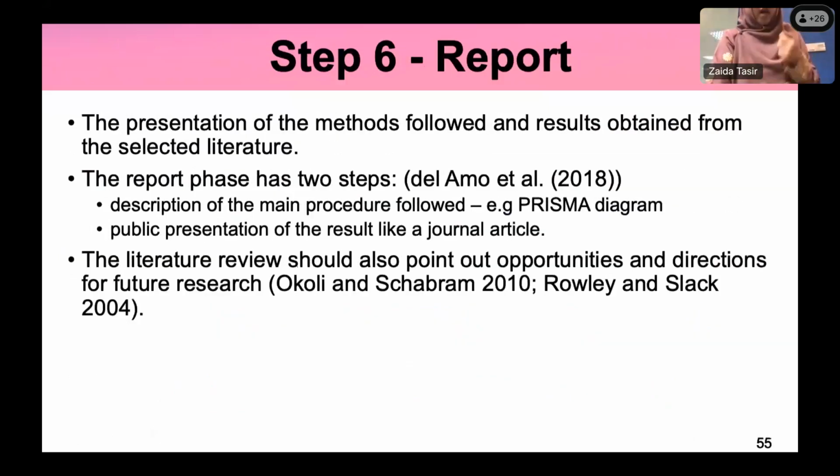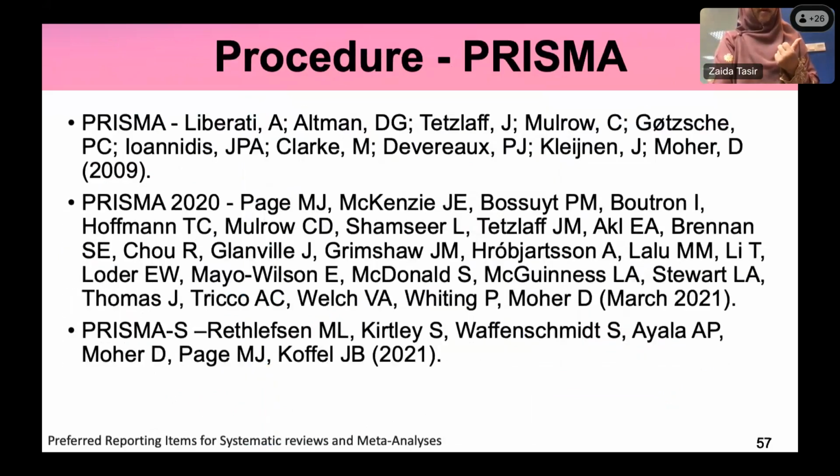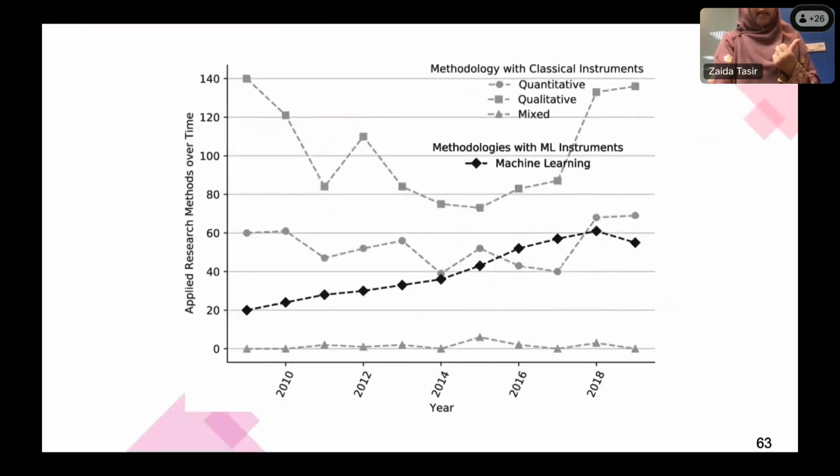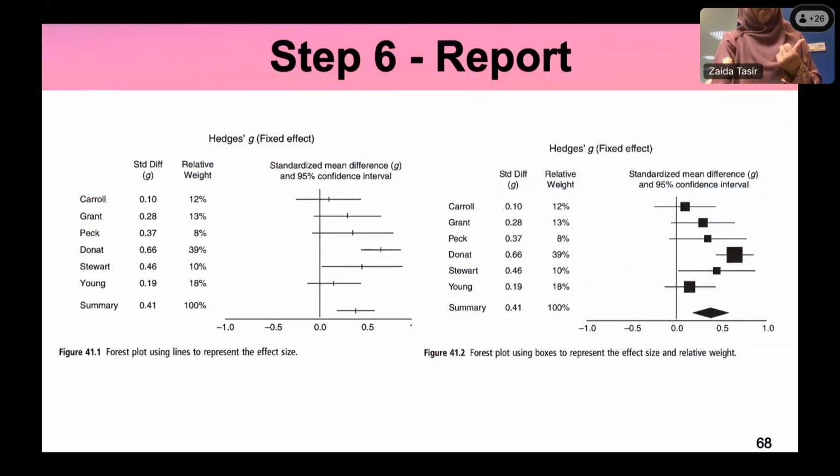At the end of it, how do you report it? This is how you report it. You report a meta-analysis just like this. You will report previous studies, such as Carol, Brad, Pat, Donald, Stephen, Young, that have conducted research in an experimental design and have an effect size. You will report and compare the effect sizes, and analyze them through inferential analysis to get the overall effect size.